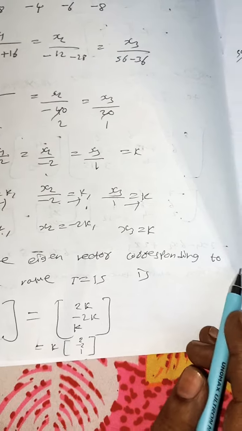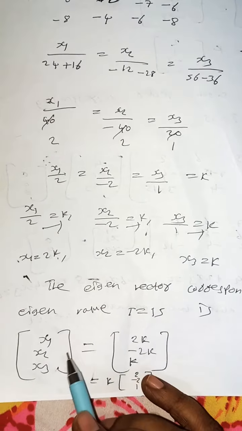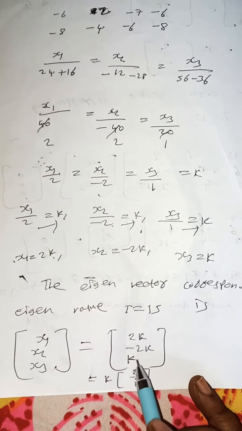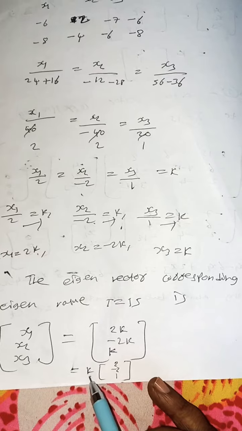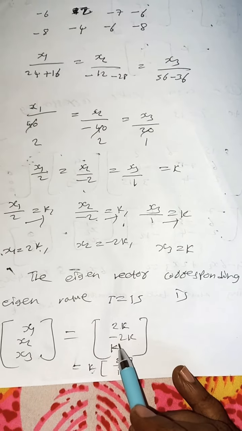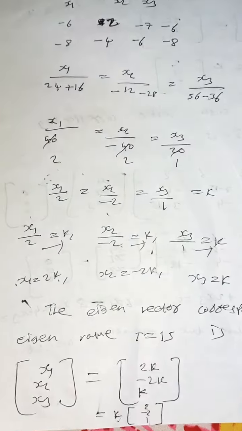Therefore the eigenvector corresponding to the eigenvalue lambda = 15 is x1, x2, x3, which is 2k, -2k, k. Taking k common outside, what we get is 2, -2, 1. So the problem is completed. Next problem.